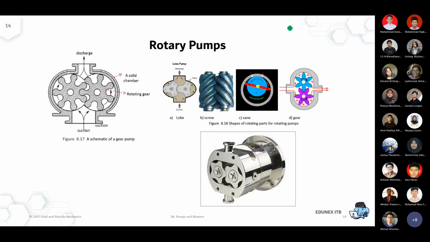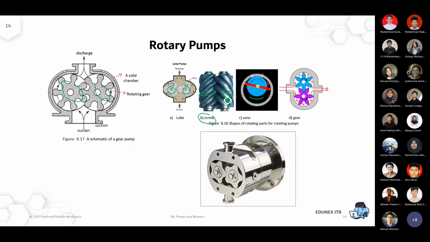For a rotary pump, again, that's what is called a gear. And then the gear could move in a different direction. One of them could be clockwise, and one of them could be counterclockwise. Okay, or it could be a screw. Again, sometimes it moves in a different direction.